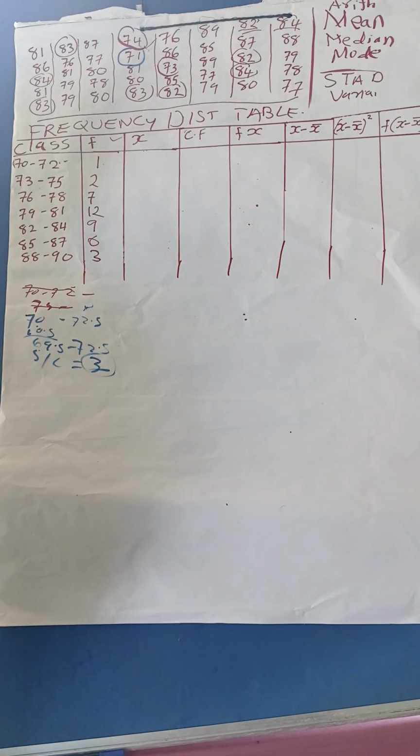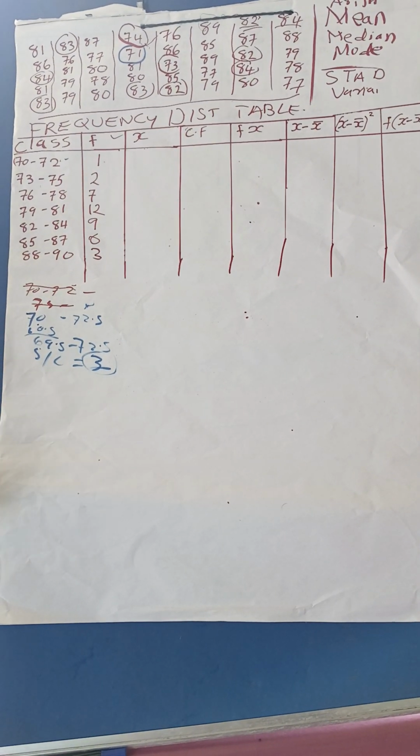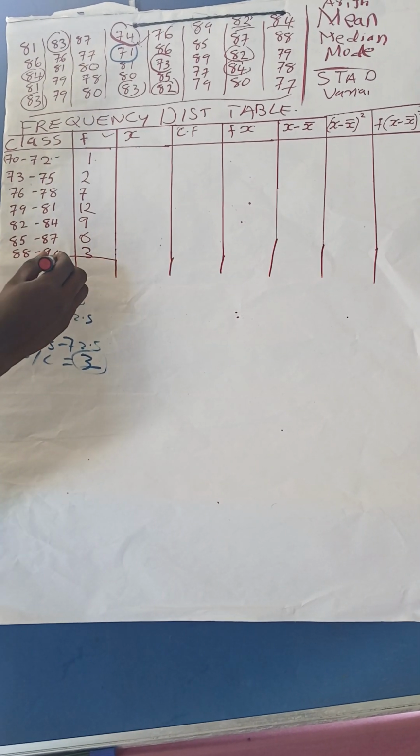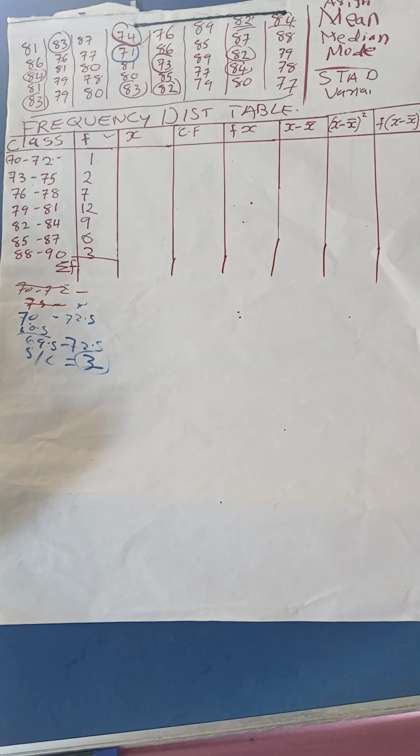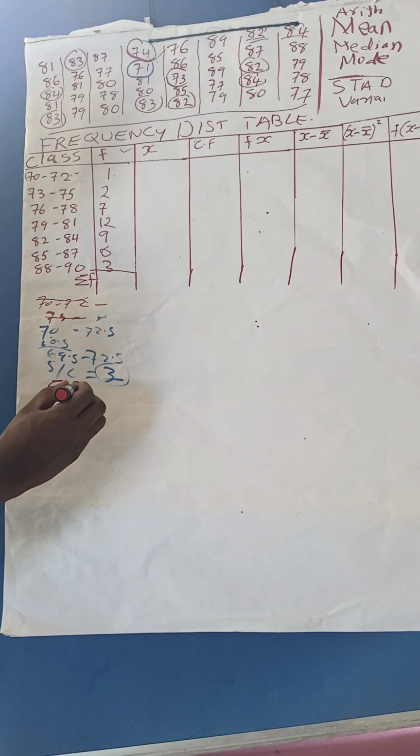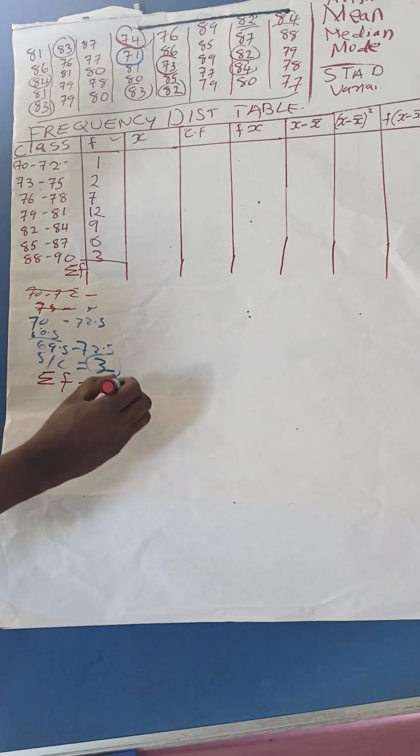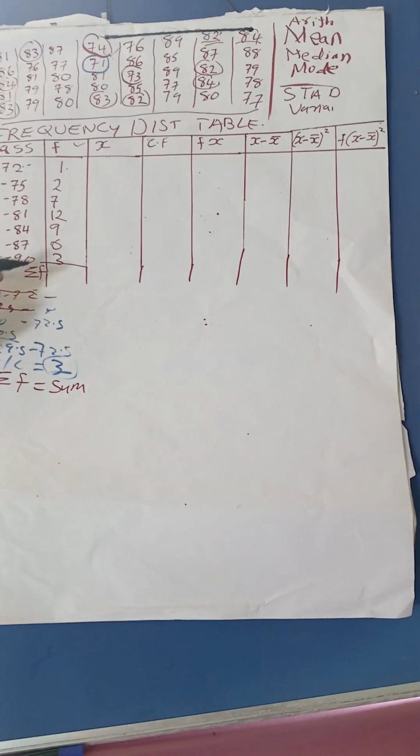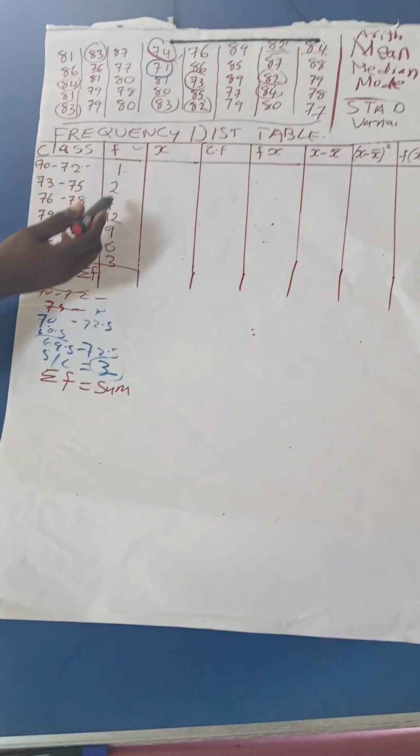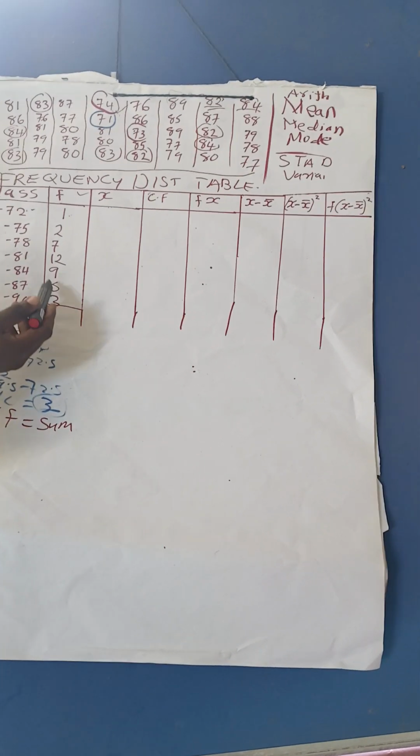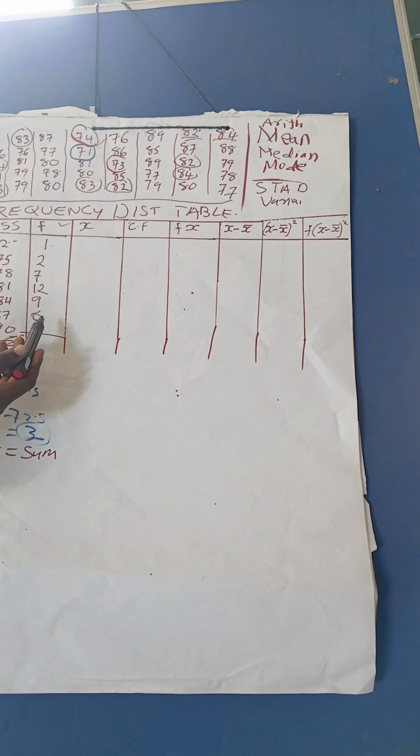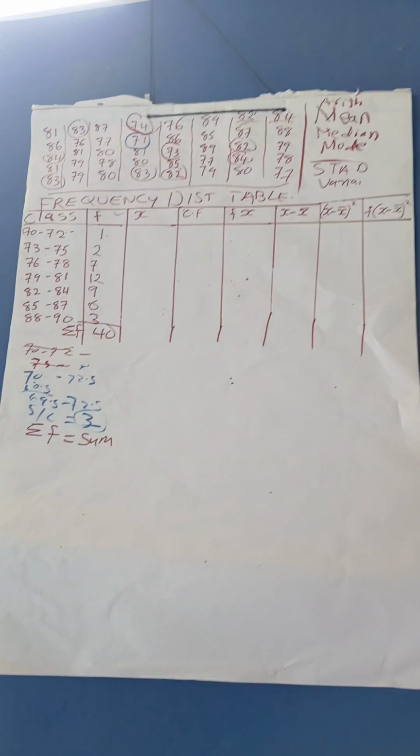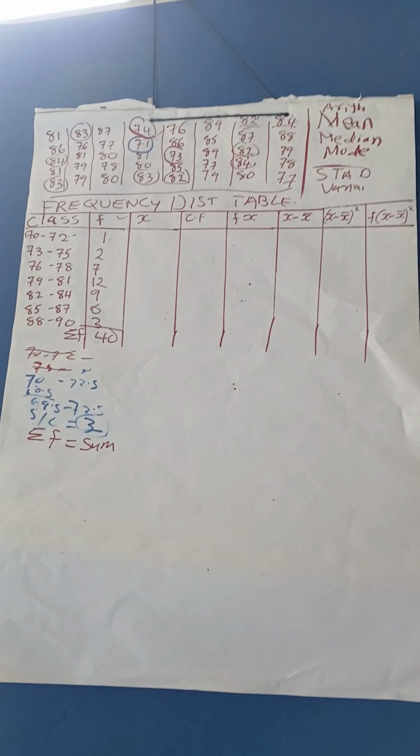Good. So, students, after that you get something called summation of F. When I say summation of F, my fellow comrades, it means the total sum of the frequency. You add 1 plus 2 plus 7 plus 12 plus 9 plus 6 plus 3, and you realize the total there will be 40.